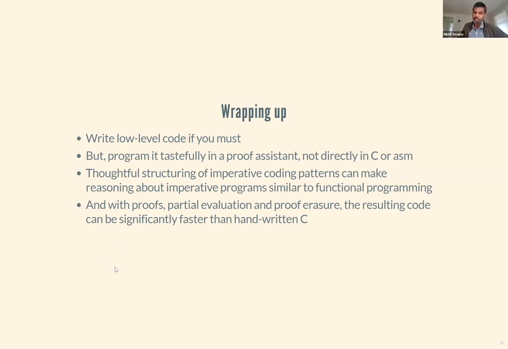Yeah, so I think this is the main message of this particular talk: write low-level code if you must. Sometimes you're forced to, because you have to run inside a kernel or something, but program it tastefully in a proof system, not directly in C or assembly. If you think carefully about the coding patterns that you have, then you can build abstractions inside your proof system using structures familiar from functional programming, things like lenses and parser combinators and monads, to structure both your programs and your proofs. And this can, in the end, reduce the overhead of building low-level verified code without compromising things like performance. With proofs, you can be more daring in the kinds of optimizations you attempt. And with partial evaluation, the resulting code does not need to pay any penalty for the structure that you imposed. So that's my high-level takeaway.